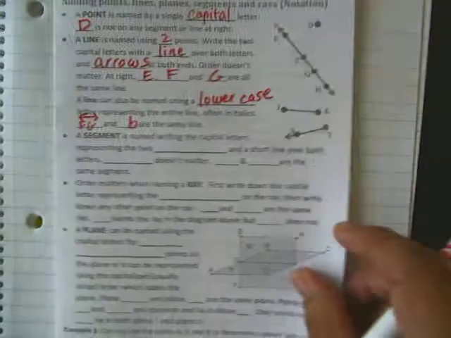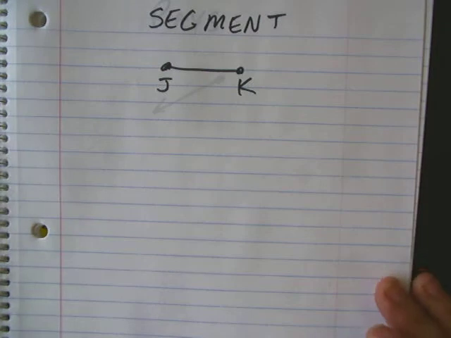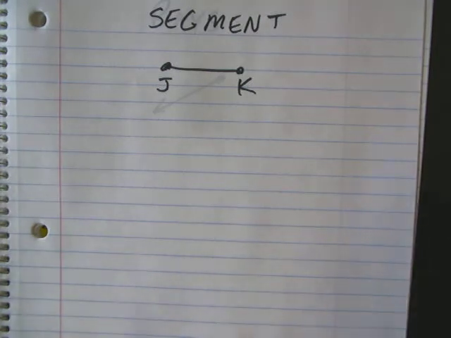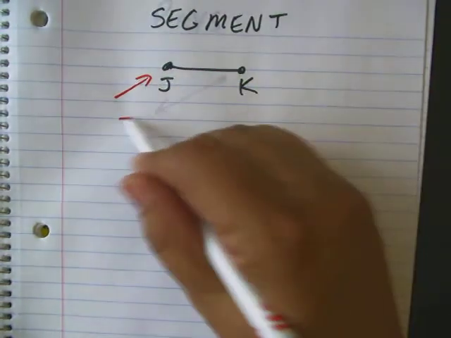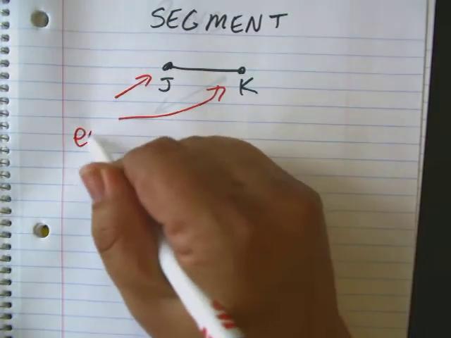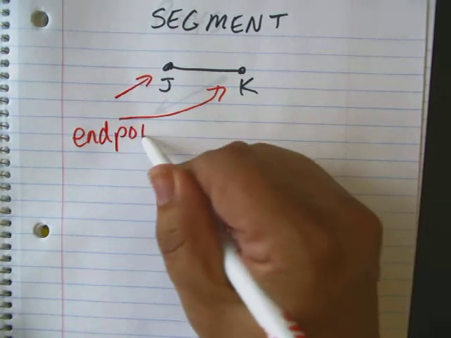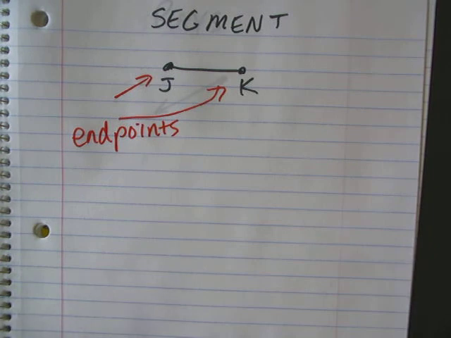A segment looks a lot like a line, except that it does not go on forever. These points right here are very special. Those are called endpoints. Okay? They're called endpoints. And the way you do it is you take the 2 endpoints and you put a short line over both letters. So in here in your notes, representing the 2 endpoints and a short line.